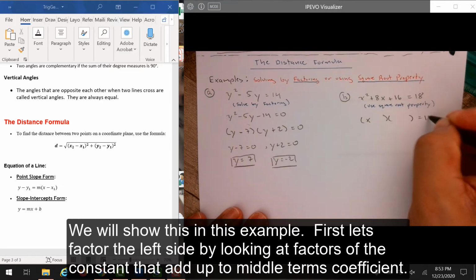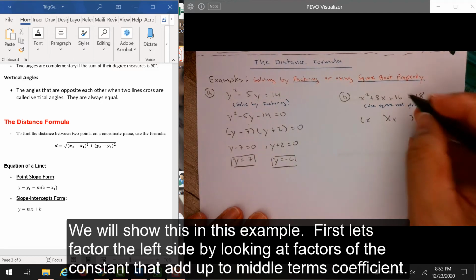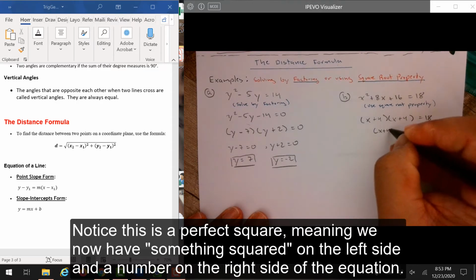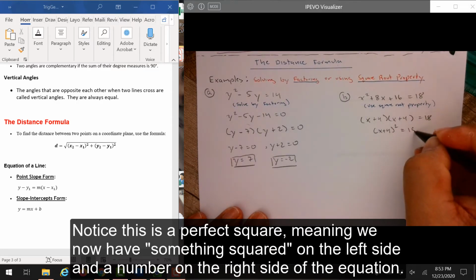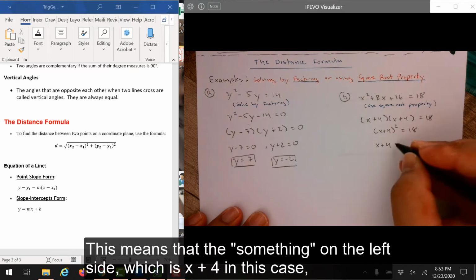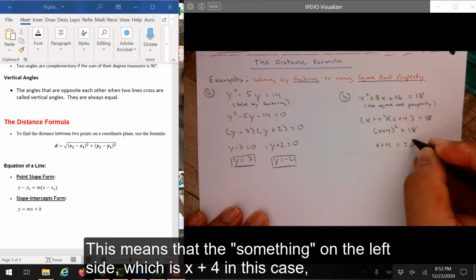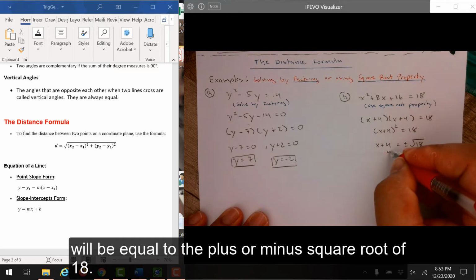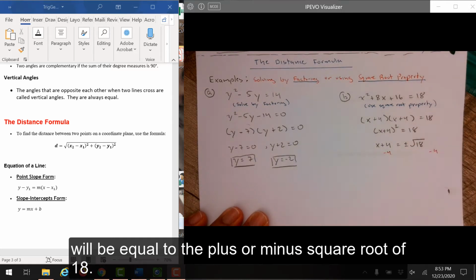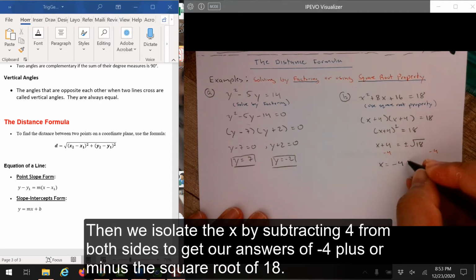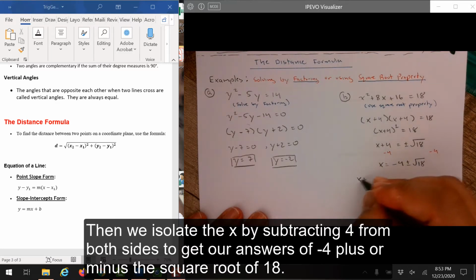First, let's factor the left side by looking at factors of the constant that add up to the middle term's coefficient. Notice this is a perfect square, meaning we now have something squared on the left side and a number on the right side of this equation. This means that the something on the left side, which is x plus 4 in this case, will be equal to the plus or minus square root of 18. Then we isolate the x by subtracting 4 from both sides to get our answers of negative 4 plus or minus the square root of 18.